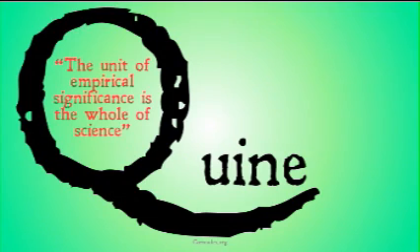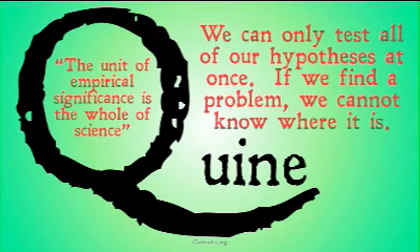We left our last video with Quine saying the unit of empirical significance is the whole of science. Or in other words, we can only test all of our hypotheses at once. If we find a problem, a contradiction, or a theory that does not correctly predict the results of an experiment, we cannot know where that problem is. We cannot know if the problem lies in our theory or in our baseline previous theories that led us to believe that that theory would correctly predict the results of a specific experiment.